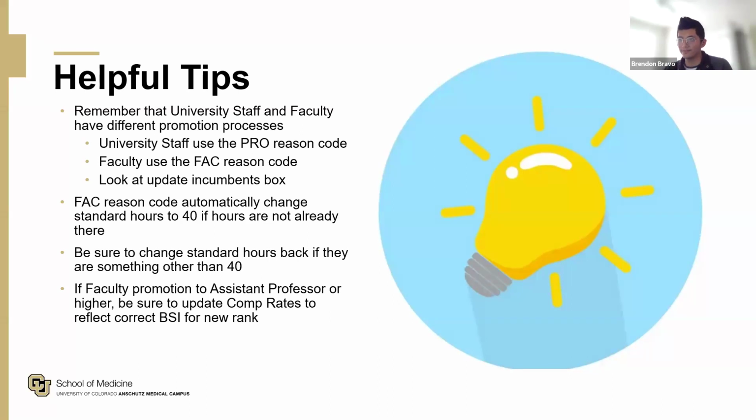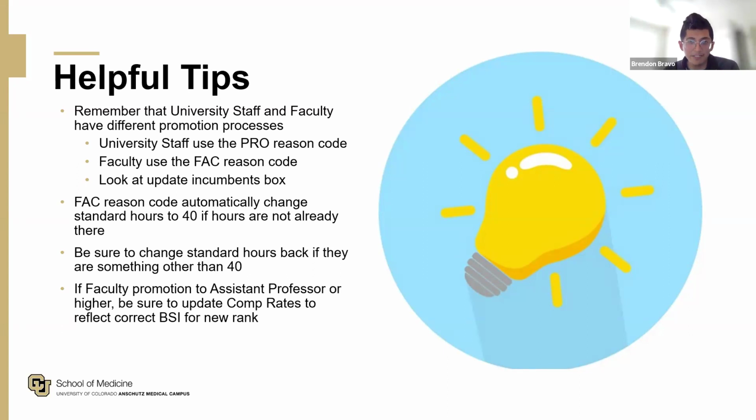And then again, as I said earlier, the FAC reason code will automatically change those standard hours to 40 if they're not already there. The PRO might do that as well, so double check for both. And then be sure to change them back down if they're not supposed to be at 40. So if they're supposed to be at 32, change that down to 32. And then if a faculty promotion to assistant professor or higher, be sure you're updating those comp rates to reflect the correct BSI for new rank.